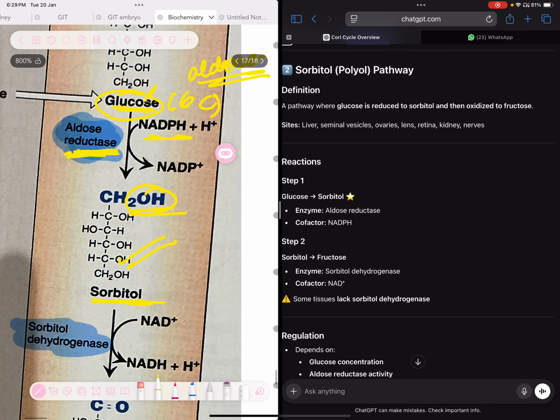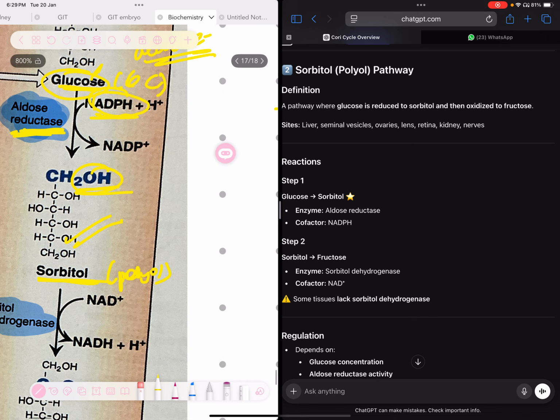For this, you also need NADPH. And remember where we created NADPH: in the pentose phosphate pathway, right? HMP shunt. So the aldehyde is reduced and you get an additional alcohol or hydroxyl group, and this is a polyol. A polyol is basically a sugar alcohol. What is a polyol? It's a sugar alcohol. Good.